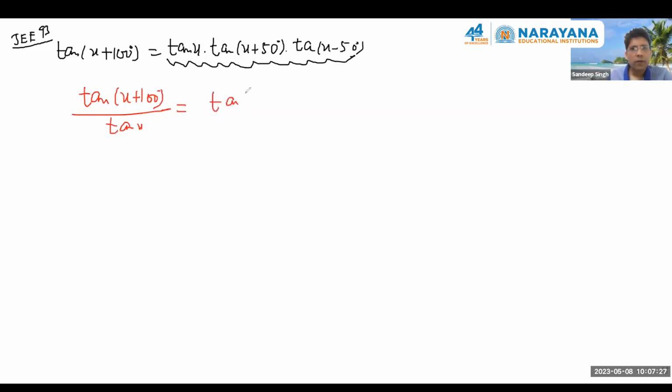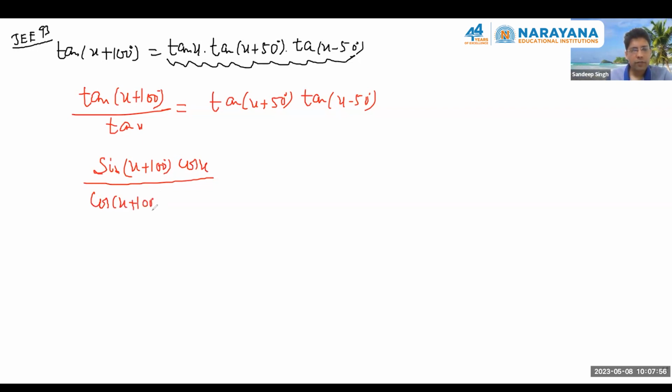So 10 of x plus 50 into 10 of x minus 50. Getting the point? अब क्या करेंगे? Now we will convert this into sine and cos. Why am I converting into sine and cos? Because I can apply componendo and dividendo. So sine of x plus 100 and cos x divided by cos of x plus 100 and sine x equal to कितना हो जाएगा? Sine of x plus 50 and sine of x minus 50.